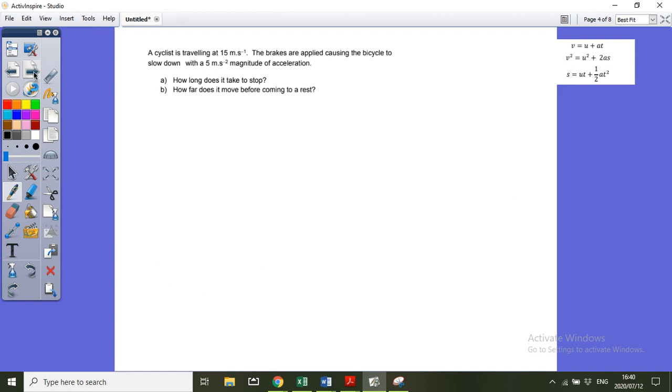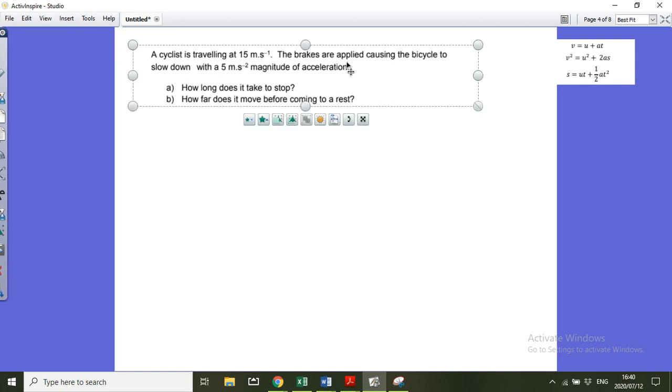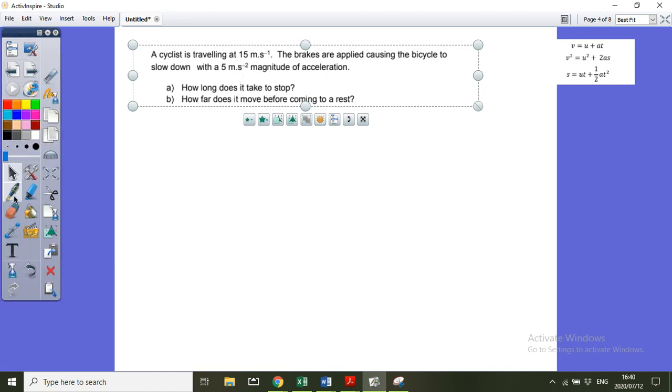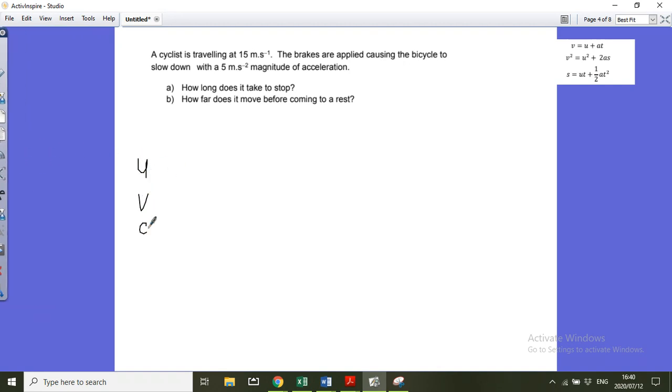Then the second example is talking about a cyclist that is already traveling at 15 meters per second. He applies brakes, causing the bicycle to slow down with 5 meters per second squared acceleration, and it wants to know how long it takes to stop. Let's see. Same thing we're going to do. You're going to write VAST. You can make up your own word. I really don't mind what you do. I'm just used to this one.